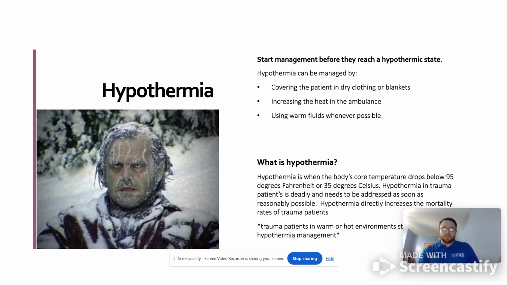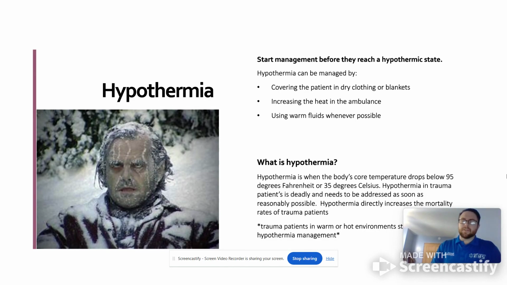And we'll push on to hypothermia. So hypothermia management. Hypothermia is at baseline the core body temperature dropping below 95 degrees Fahrenheit or 35 degrees Celsius. Hypothermia in our trauma patients is extremely deadly, and it will lead to negative patient outcomes. And it's always something that we want to manage before they're in a hypothermic state. It's easier to prevent it than it is to treat it.